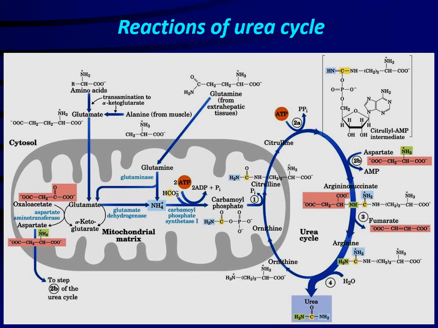The arginosuccinate is then reversibly cleaved by arginosuccinate lyase to form free arginine and fumarate. Fumarate enters the pool of citric acid cycle intermediates. In the last reaction of the urea cycle, the cytosolic enzyme arginase cleaves arginine to yield urea and ornithine. Ornithine can be transported into the mitochondrion to initiate another round of the urea cycle.